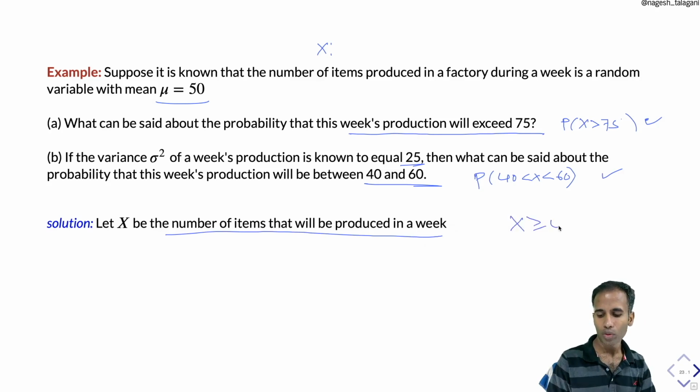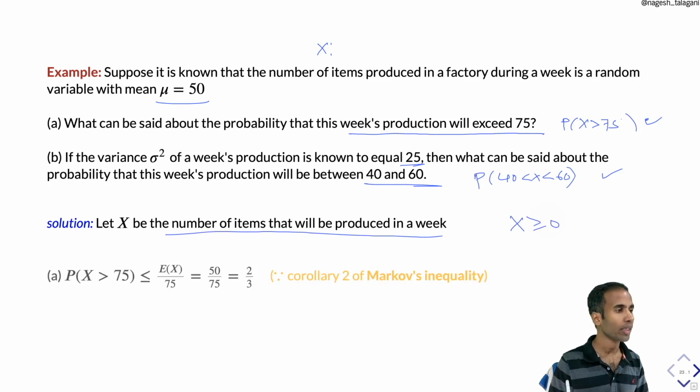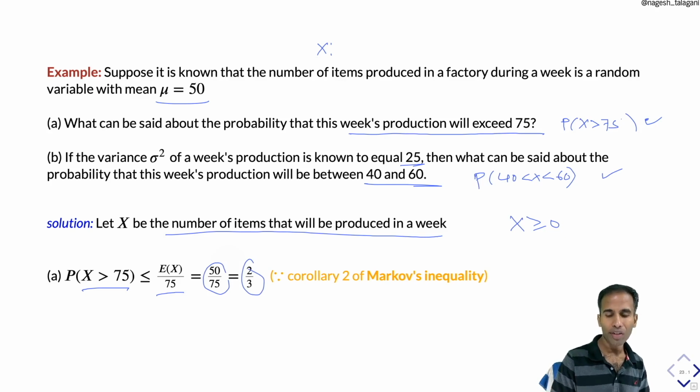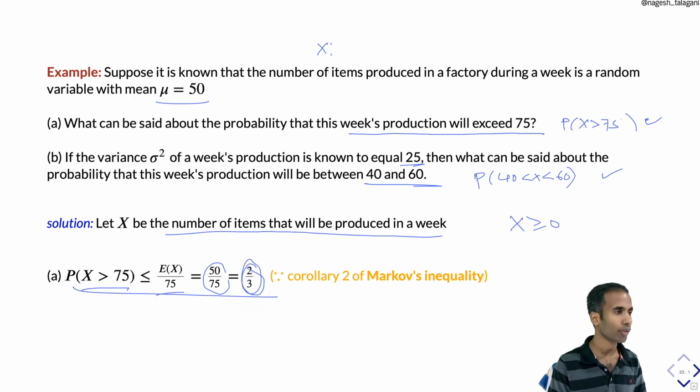Solution: let x be the number of items that will be produced in a week, then x is a non-negative random variable. Using corollary 2 of Markov's inequality, we can write the probability of x bigger than 75 is less than or equal to expectation of x divided by 75. Now the expectation of x is the mean, which is 50, so 50 by 75 equals 2 by 3. So the probability that the week's production will exceed 75 will always be less than or equal to 2 by 3. So question A is answered using Markov's inequality.